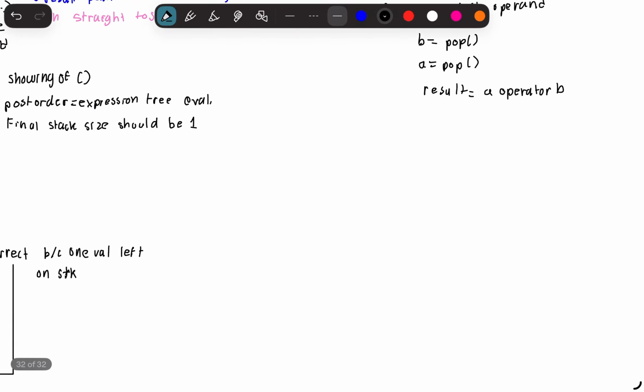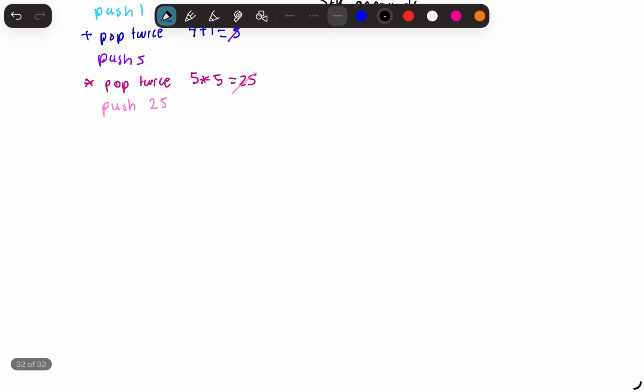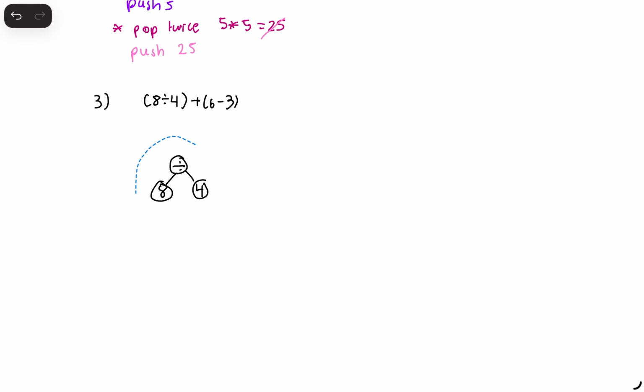Let's do one more example like we've done. Let's do the expression 8 divided by 4 plus 6 minus 3. Let's construct the tree: 8, 4, division sign. You can also put a slash if you wanted to. Plus, minus, 6, 3.